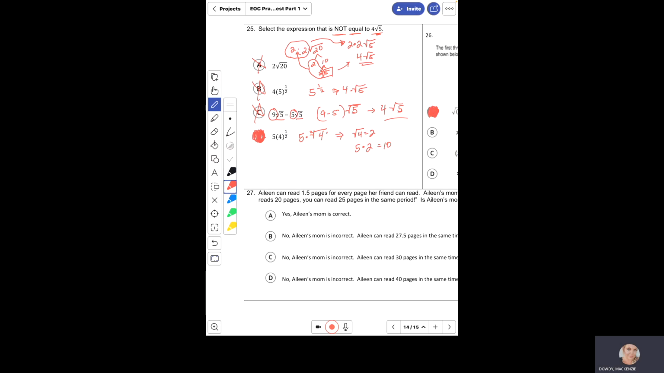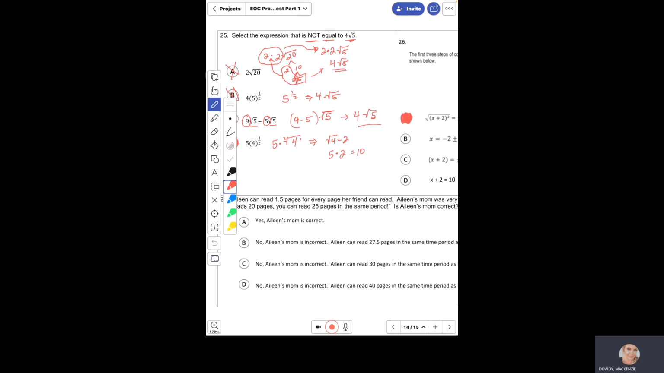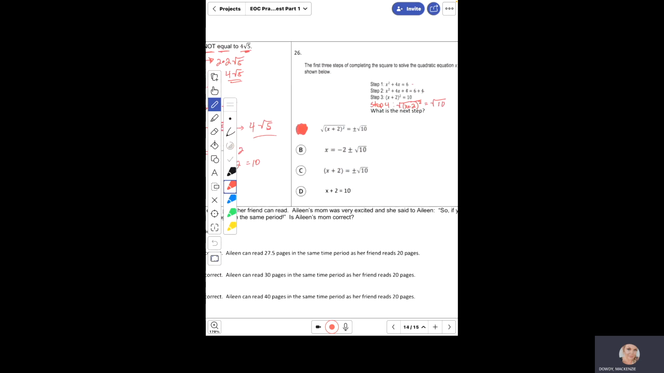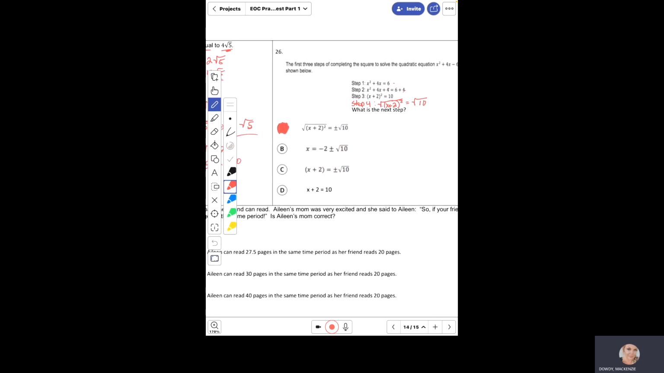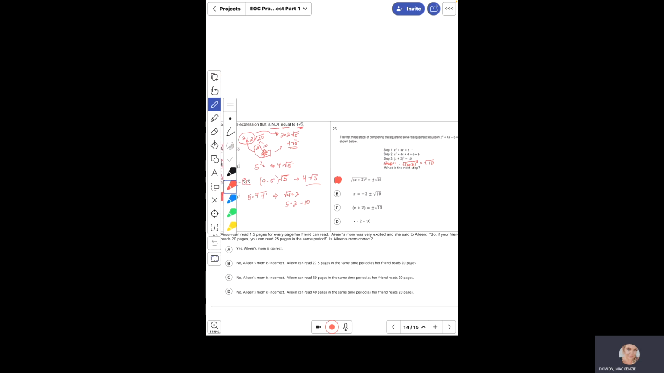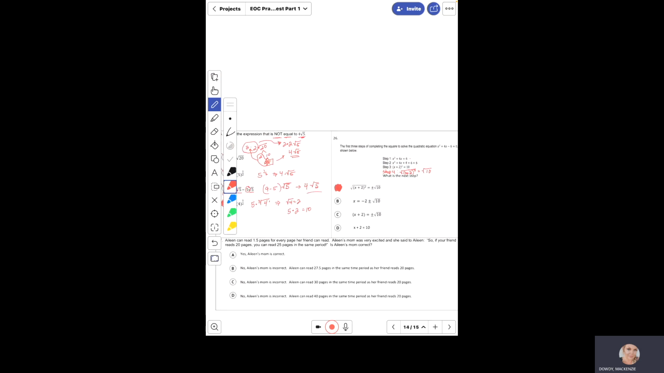So Eileen can read 1.5 pages for every page her friend can read. Eileen's mom was very excited and she said to Eileen, so if your friend can read 20 pages, you can read 25 pages in the same period. Is Eileen's mom correct?